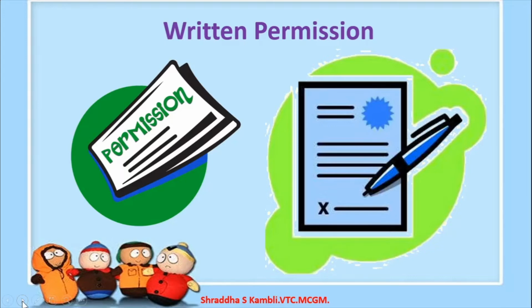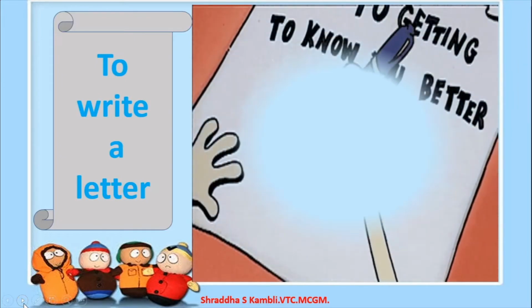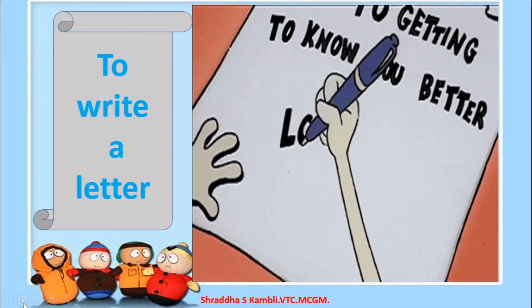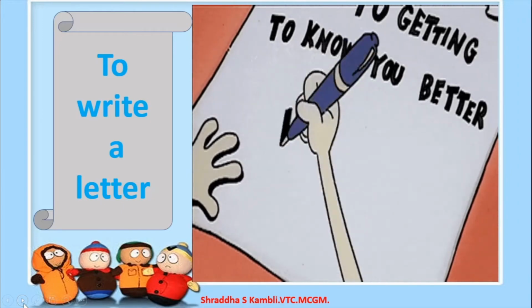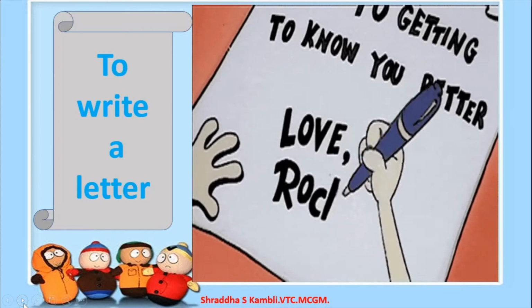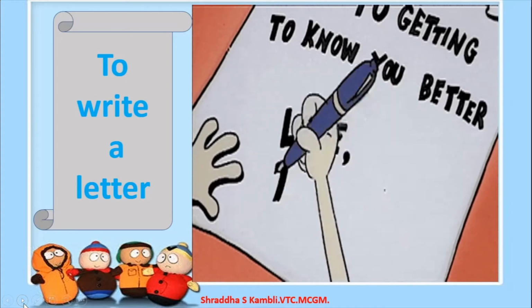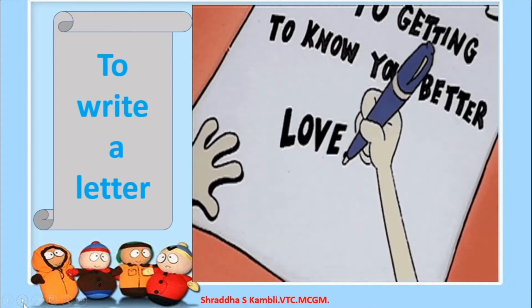So in our lesson today, there was something happening in the school and the children wanted permission from their school principal. So they requested the teacher and now the teacher is going to teach them to write a letter. This is the other way of getting permission. One way is orally. When you want permission from your friend, mummy, papa or teacher, you can ask it orally. But suppose you want permission from your principal, you will have to write a letter.